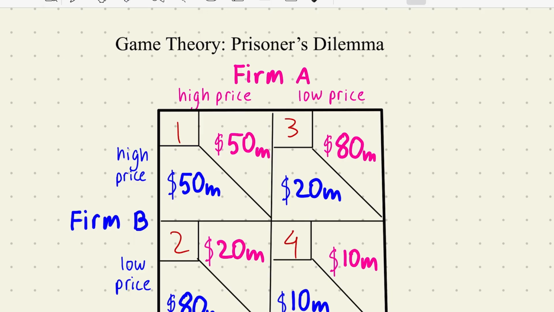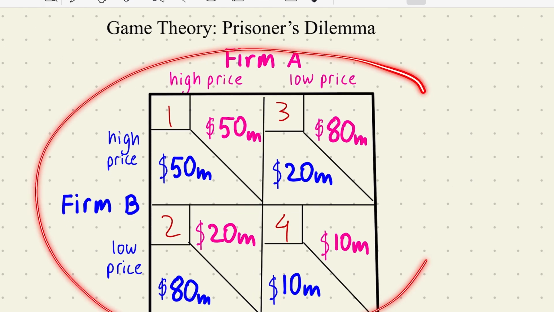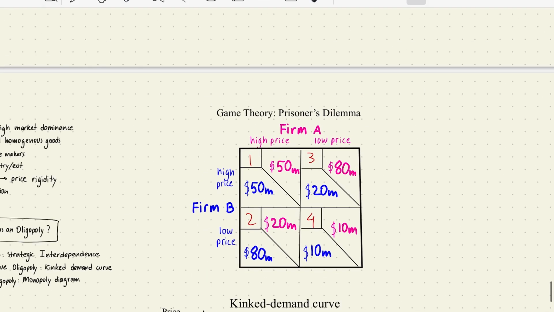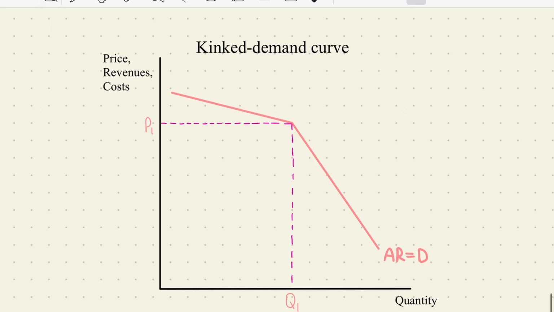But collusions are sensitive, and if one of them cheats and lowers their prices while the other one has high prices, for example, let's say they want to collude with high prices, but if one of them cheats, they have a higher payoff. For example, firm A has a low price while firm B has a high price. Firm A is going to have $80 million made, and vice versa. If firm B cheats, when firm A has a high price, they get $80 million. So this is sort of a box that shows different types of payoffs based on the strategy and anticipated strategy of your opponent. The next diagram we're going to look at is the kinked-demand curve.